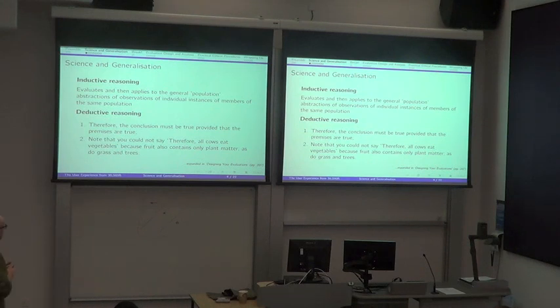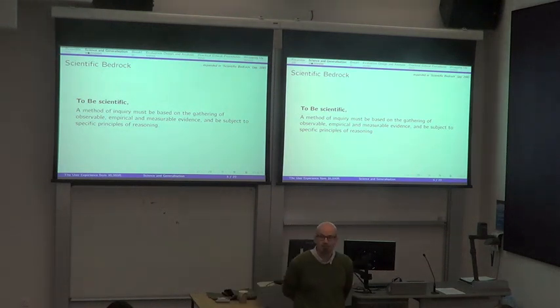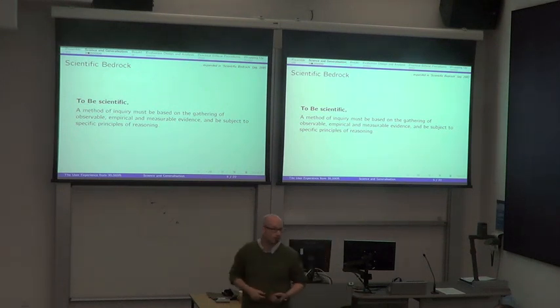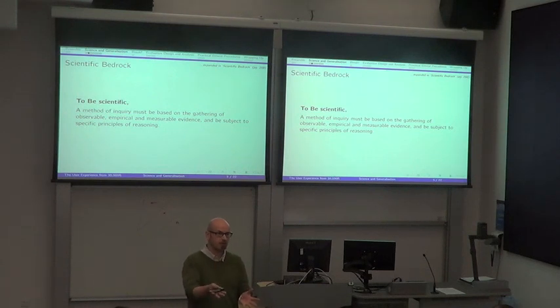So the conclusion must be true, provided that the premise is true. These premises have to be true for the conclusion to be true. Therefore, you could not say that all cows eat vegetables, because fruit also contains plant matter, so does grass and trees. But the thing we're looking at is inductive reasoning, because we're working in the real world, not in this kind of constrained world. So we're mainly looking at this inductive reasoning step where we apply things we understand from a sample to a general population.